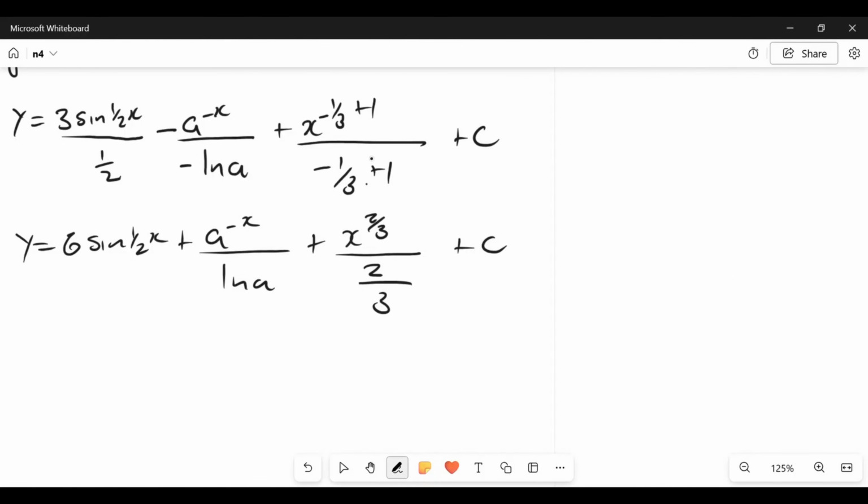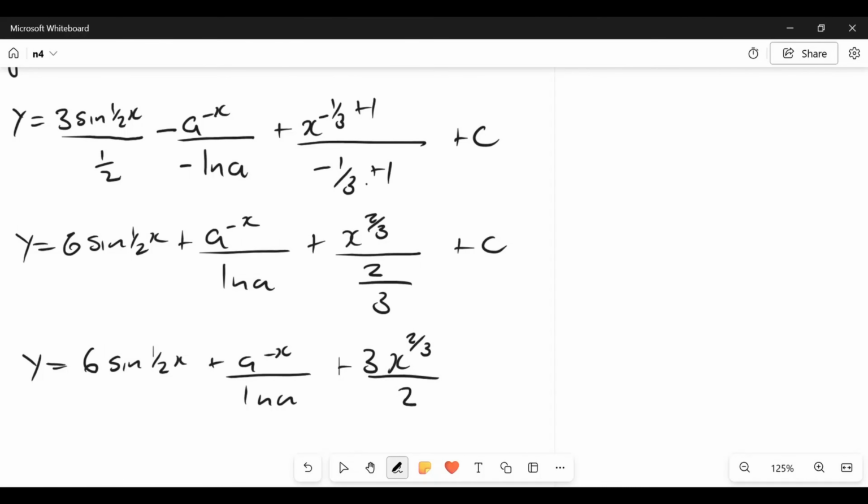So we are not completely done because we still have a fraction on the denominator. So if you write the final answer, this is going to be y is equal to 6 sine half x plus a to the power of negative x divided by ln a plus, now we have to multiply by 3 on the numerator there. So this 3 is going to be there. And then we have x to the power of 2 over 3 divided by 2 plus c. So this here is our final answer, guys.